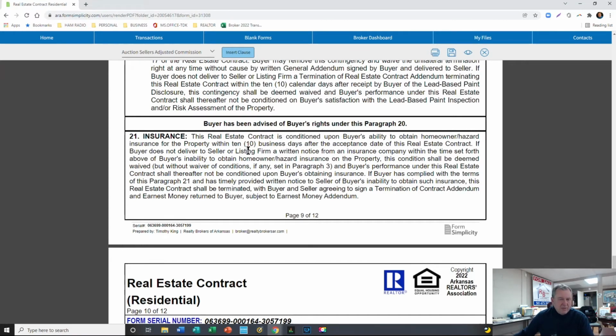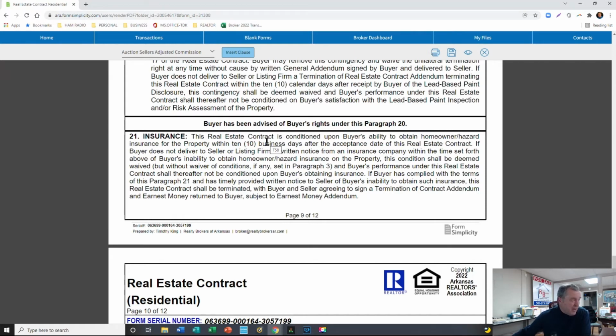Insurance: the homeowner, the buyer, needs to obtain homeowner insurance within 10 business days after the real estate contract acceptance. So they get onto it. It's not a last-minute thing. I've had buyers say at the last minute, the week of closing, oh, insurance is way more than I thought it was going to be, I can't buy this, and they back out of the deal. Well, the real estate contract says get it done within the first 10 business days.